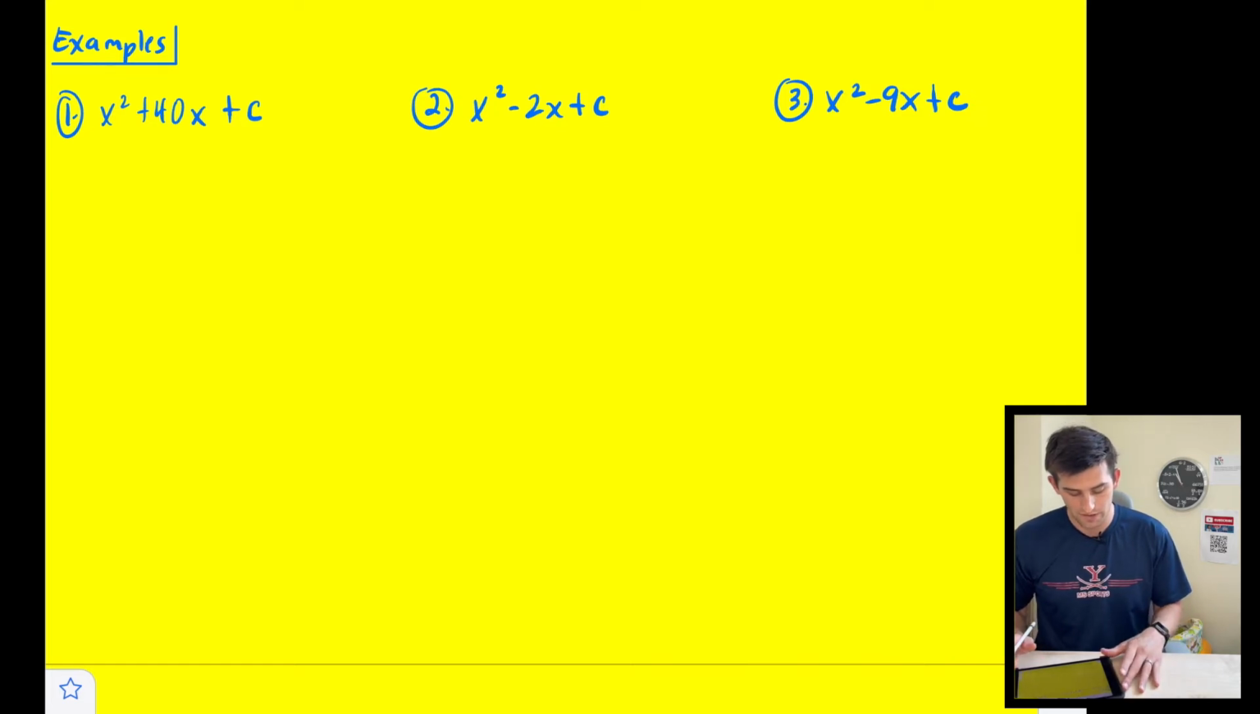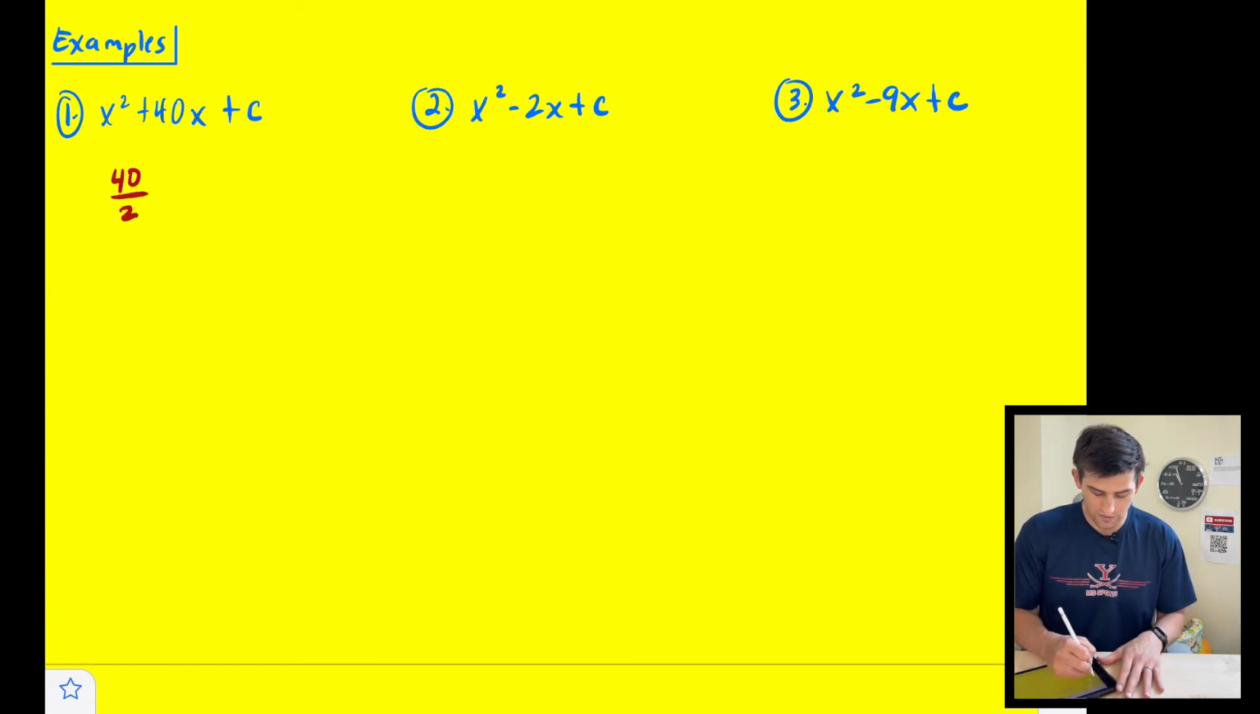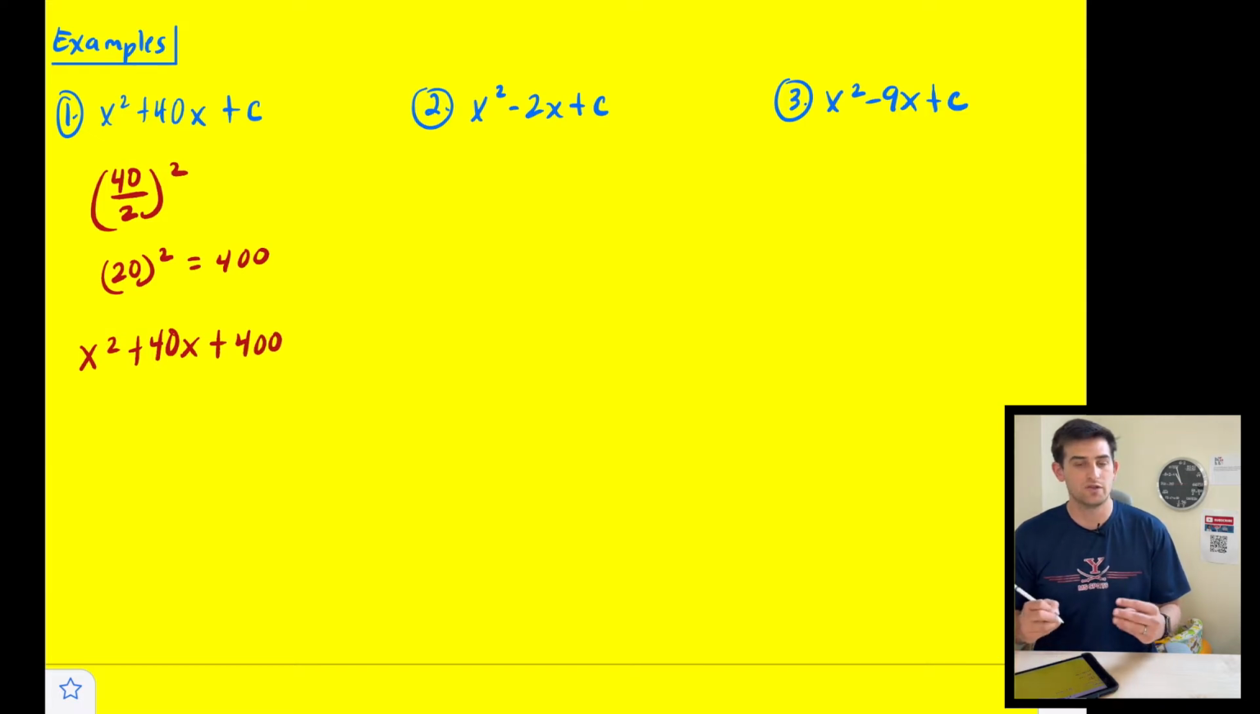So for number 1, we have x squared plus 40x plus c. So we see that b is 40. We're going to take 40, divide it by 2, and then square it. And so 40 divided by 2 would be 20, and 20 squared would be 400. So now we know that c is 400, so we could write this as x squared plus 40x plus 400, and that would be our perfect square trinomial.